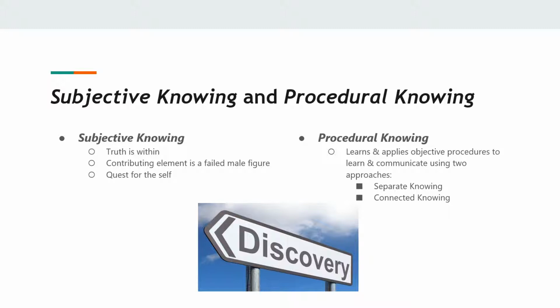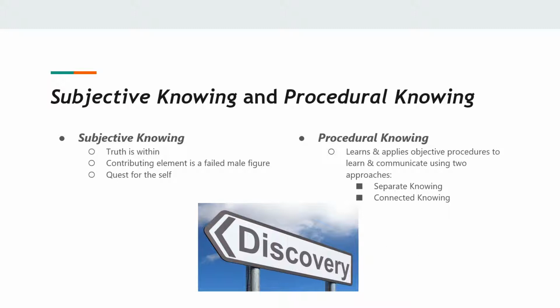The fourth perspective, procedural knowing, is when a person learns and applies objective procedures, meaning that they are not influenced by emotion, to take in and communicate information and knowledge. There appears to be two ways in which this is evident. The first is referred to as separate knowing, and one would use impersonal procedures for establishing truth. The impersonal procedures can be characterized as critical thinking, listening to reason, and an adversarial tone. This approach often includes doubting.